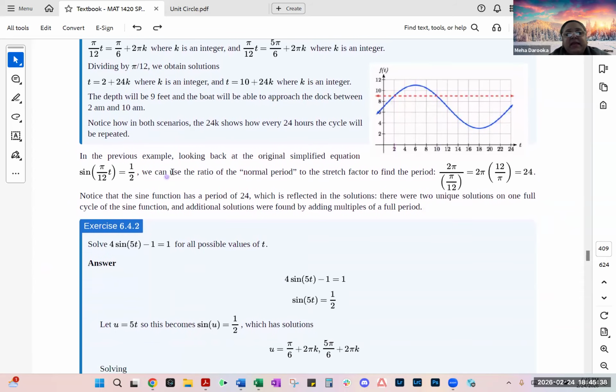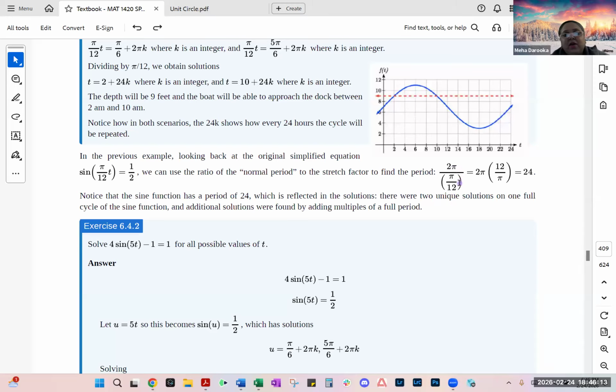Now here they're saying, looking at the previous example, at the original simplified equation where we had sine of pi over 12 times t equals 1/2, we used the ratio of the normal period to the stretch factor to find basically the new period for the function, right? So remember when we first talked about the b value calculation, that's kind of what they're going back to here, where we had the period equals 2 pi over b. That's what you're exactly doing here.